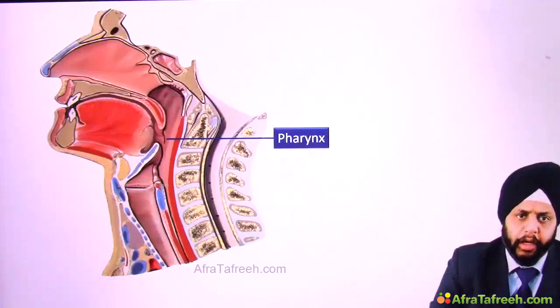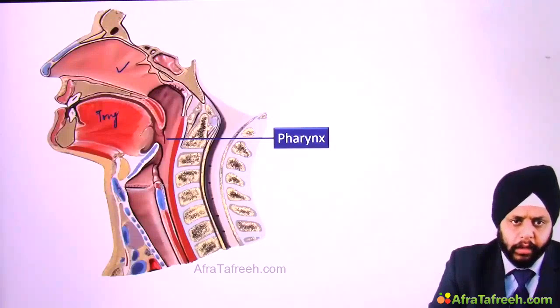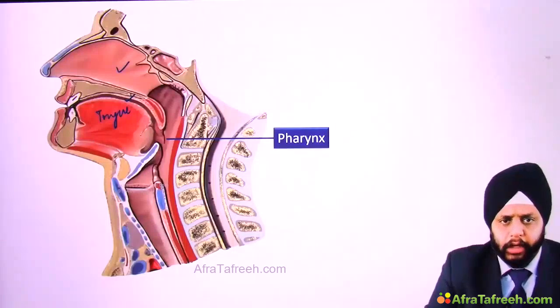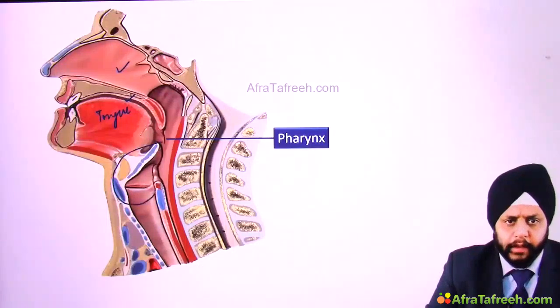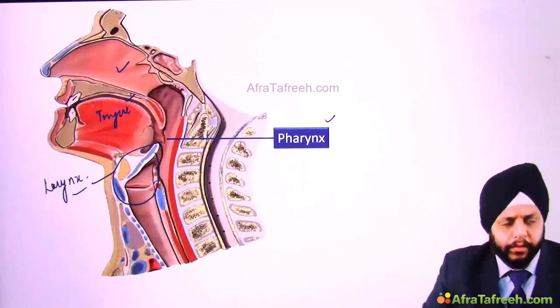You can see over here, this is the nasal cavity. Behind the nasal cavity, this is the oral cavity. You can see over here the tongue, right? So this is the oral cavity, and behind the oral cavity, this part you can see is the larynx. Behind and around the larynx, we have the pharynx.